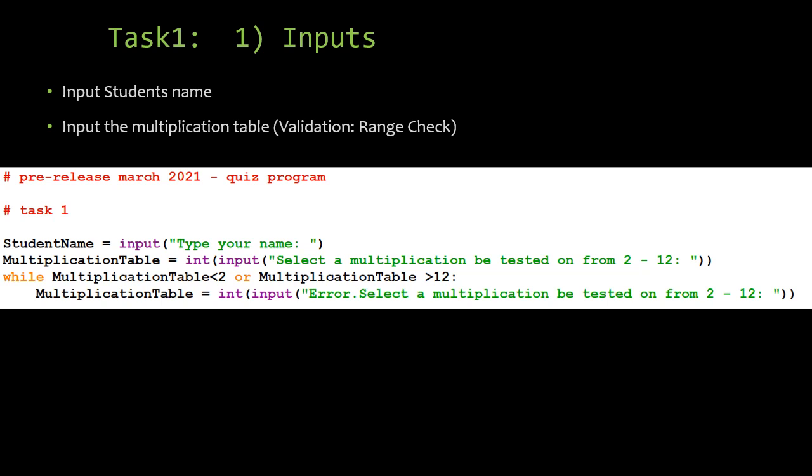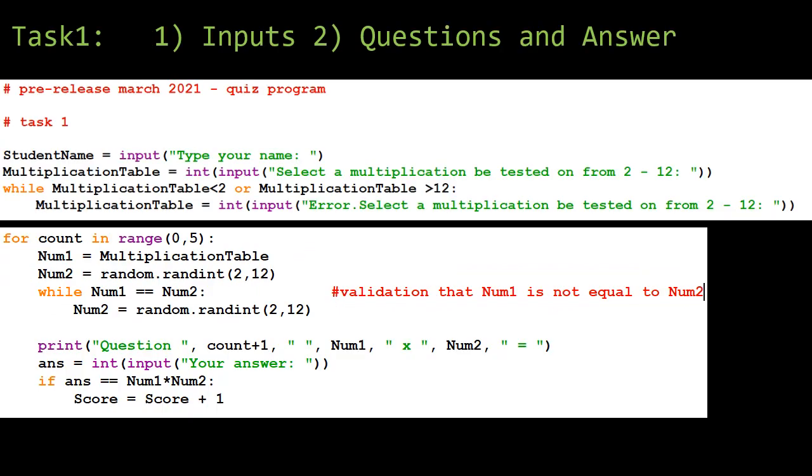Now, in order to perform validation, we use a while loop and we put the incorrect range. So while the multiplication table that was input is less than 2 or it's greater than 12, we're going to show an error message and we're going to continue in the while loop until the user types a multiplication table that is correct. It's in the correct range between 2 and 12. After that, we're ready to show the questions and input the answers.